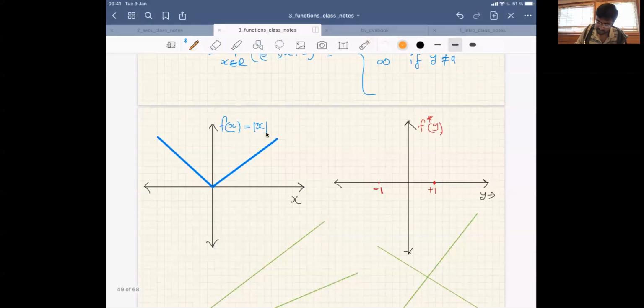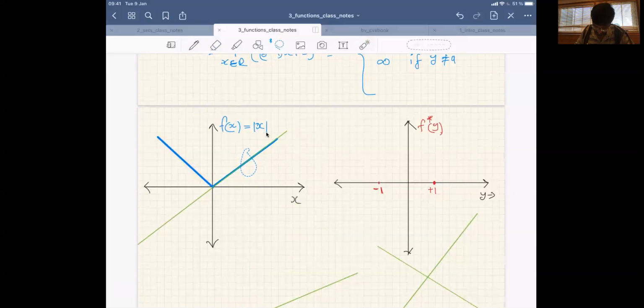So let's take another example. We have the absolute value function here. What will be the conjugate of that? First we draw a line with the slope +1. Okay, so that will be this line here. So what will be f star y in this case? It is the maximum distance from this line to our original function.